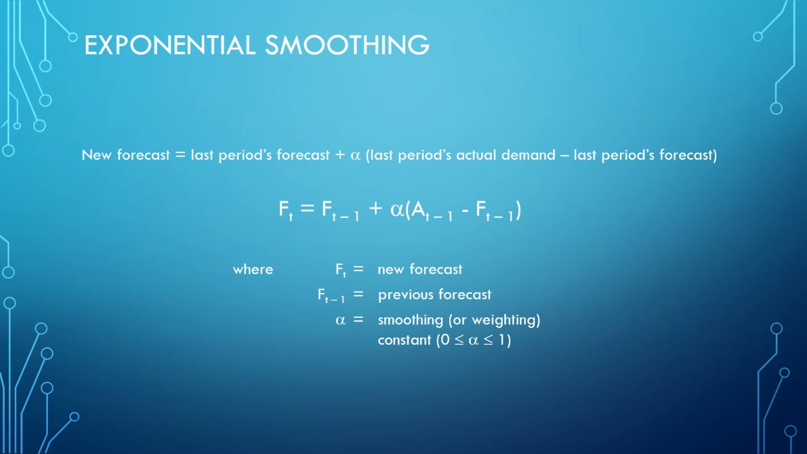using the exponential smoothing method can be calculated by adding the last period's forecast to alpha multiplied by the difference between last period's actual demand and last period's forecast, where F of t is the new forecast, F of t minus 1 is the previous period's forecast, alpha is the smoothing factor or constant, which should be between 0 and 1, and A of t minus 1 is the actual demand for the previous period.